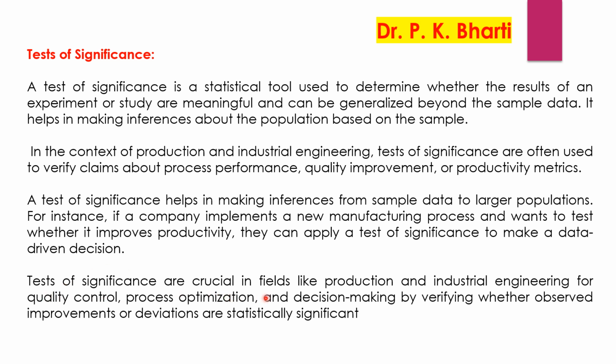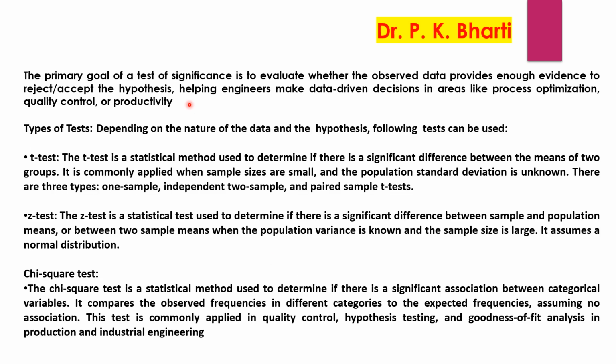Tests of significance are crucial in fields like production and industrial engineering for quality control, process optimization, and decision making, by verifying whether observed improvements or deviations are statistically significant. The primary goal of a test of significance is to evaluate whether the observed data provides enough evidence to reject or accept the hypothesis, helping engineers make data-driven decisions in areas like process optimization, quality control, or productivity.